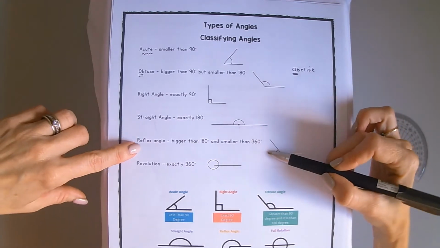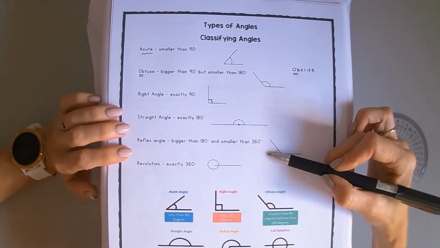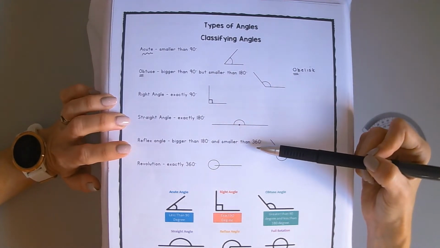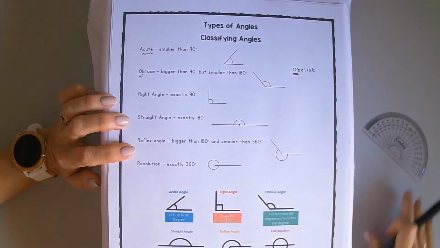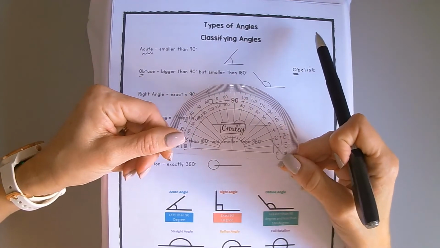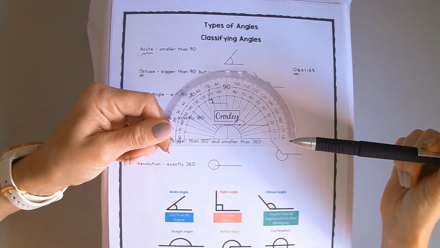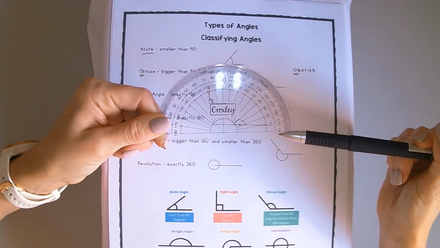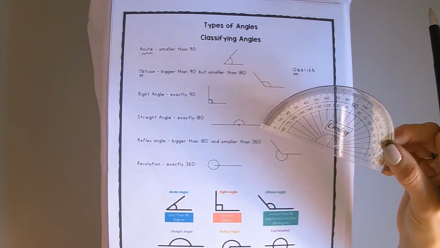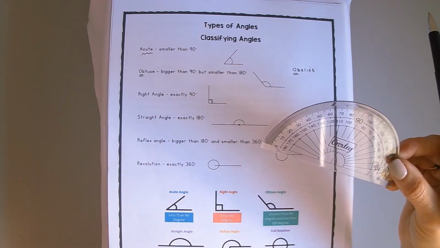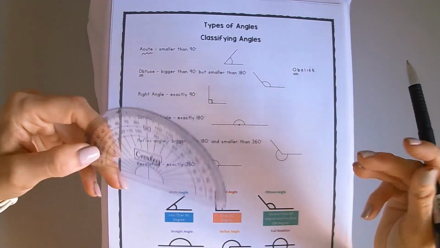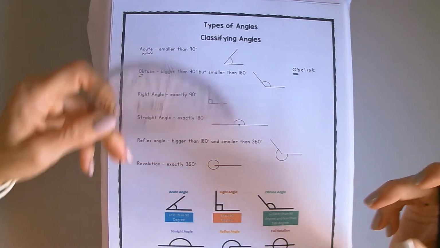Then we're going to go into a reflex angle, and a reflex angle is bigger than 180 but smaller than 360. Now the problem is we have a protractor that only goes up to 180. It doesn't go up to 360. So measuring a reflex angle becomes quite challenging if you're only using this. But I'm going to show you a little trick. Most teachers know this trick and teach it in class, but sometimes we forget.